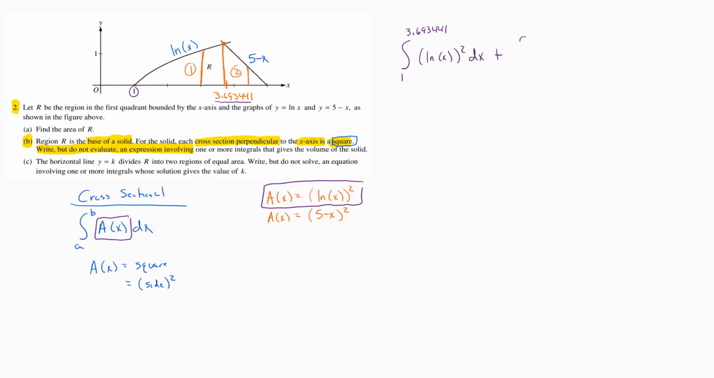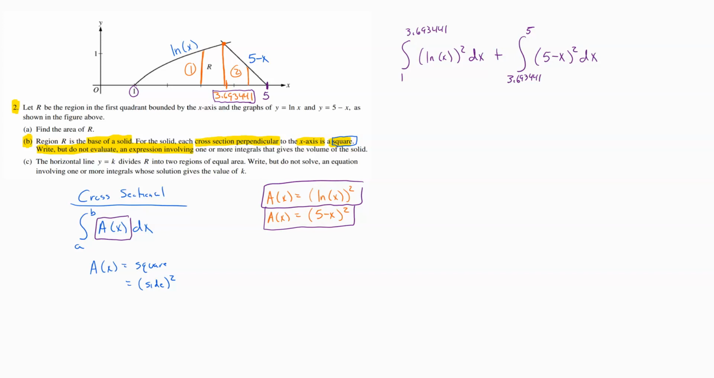Then we would add to that for the second region, where we're now starting at that intersection point, 3.693441, and we're ending at that point there, which is 5. And then the area formula for that second half is going to be 5 minus x, squared, dx. And that's it. We're done. They don't want anything more out of us on this one.